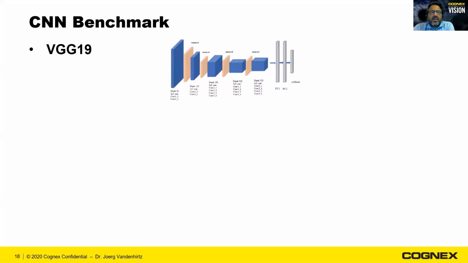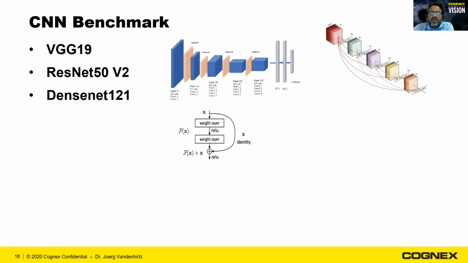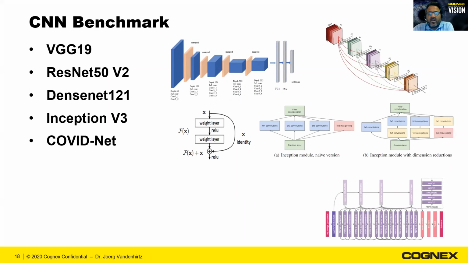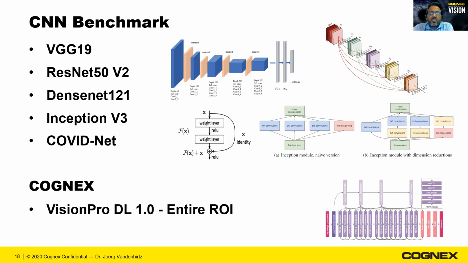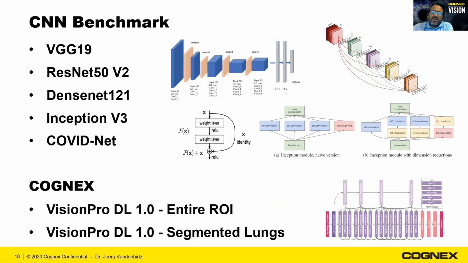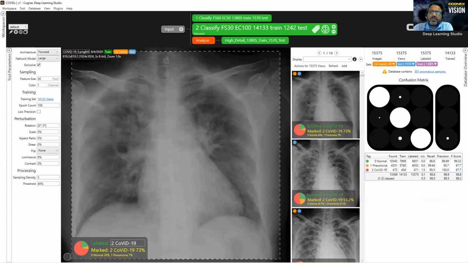We benchmarked different CNN architectures from TensorFlow, like VGG19, ResNet50, DenseNet, and Inception, and also, of course, the results for COVIDNet, which is done by the University of Waterloo. And we benchmarked them against two different COGNEX VisionPro deep learning approaches, one on the entire ROI and another one where we first segmented the lungs and then did the classification just on the segmentation.